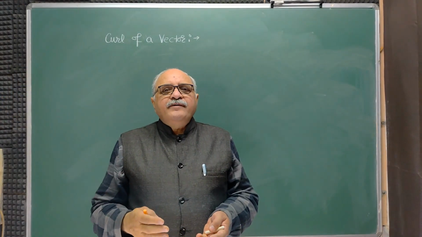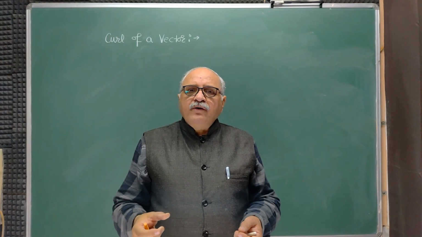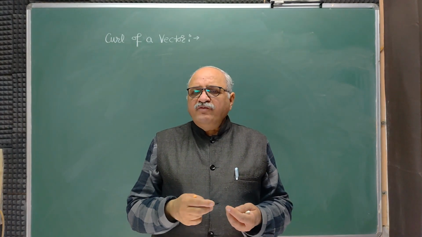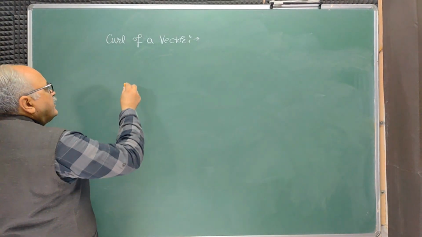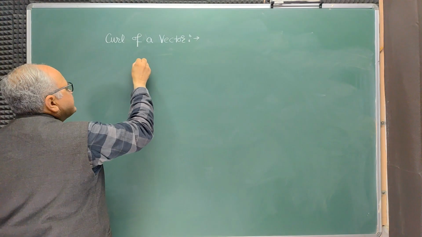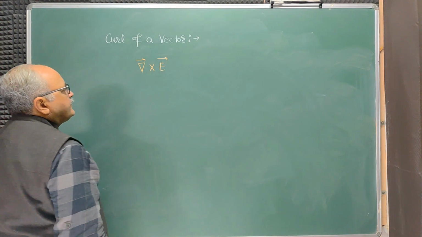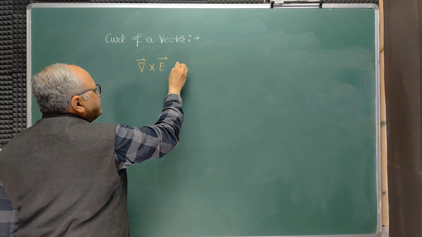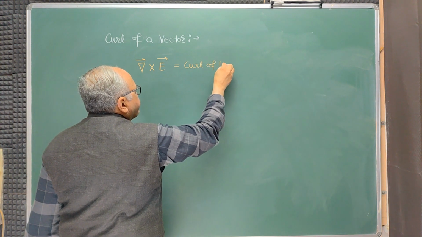Now let's take the next operation, when nabla is operated on a vector quantity in a cross product form, and we call it the curl of a vector quantity. This is written as nabla crossed with E, or you can say this is the curl of the E vector.